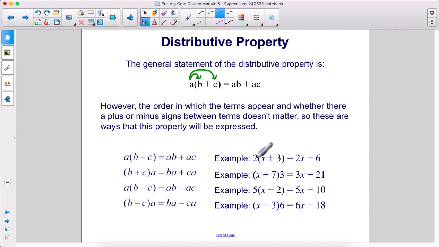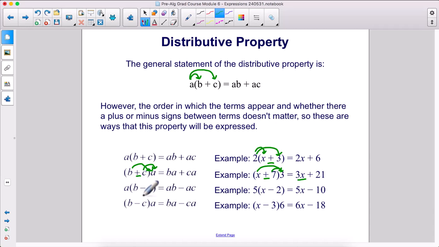For example, 2 times x plus 3 is 2 times x plus 2 times 3. And 2 times 3 is 6. Or we could have them in this different order: b plus c times a equals ba plus ca. Here's an example. x plus 7 times 3, well, we have x times 3, which is 3x, plus 7 times 3, which is 21.